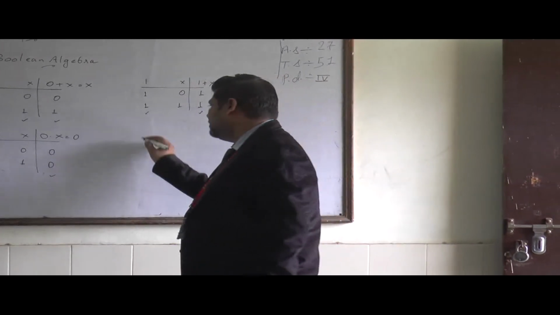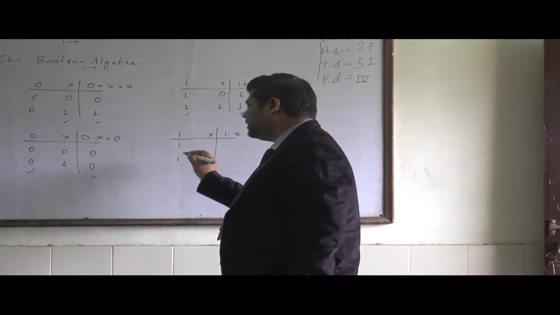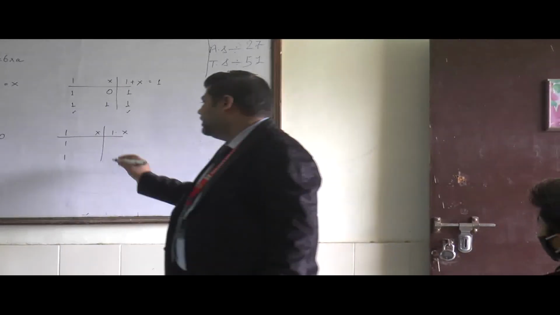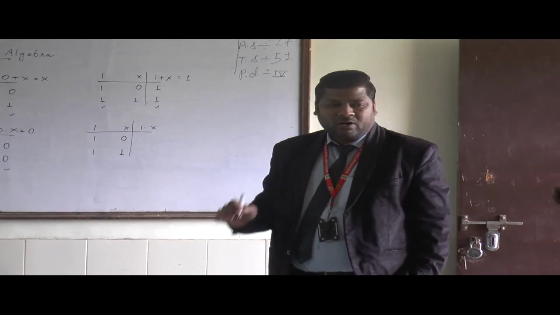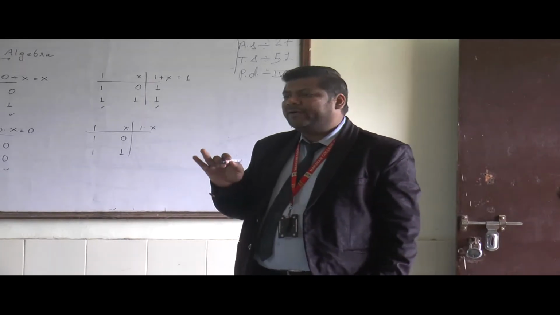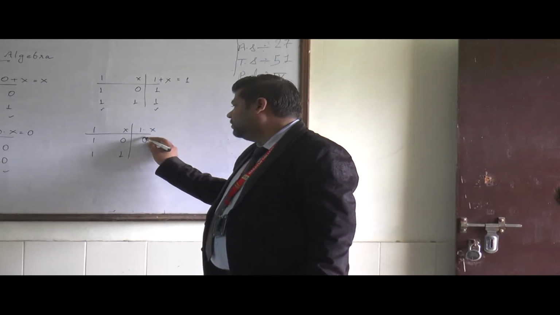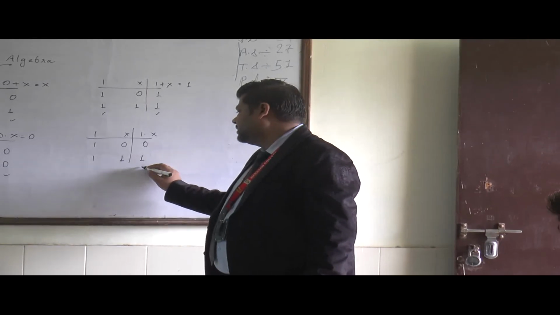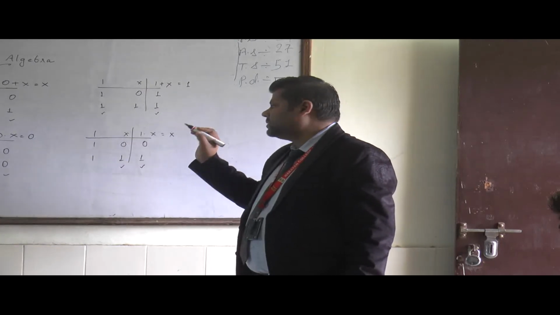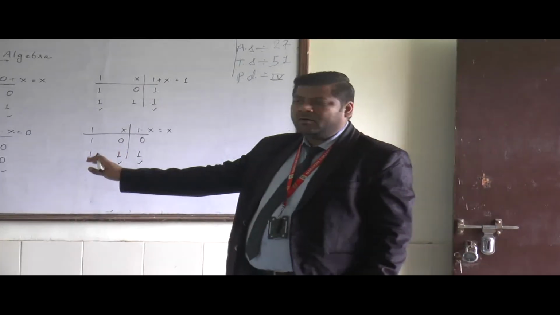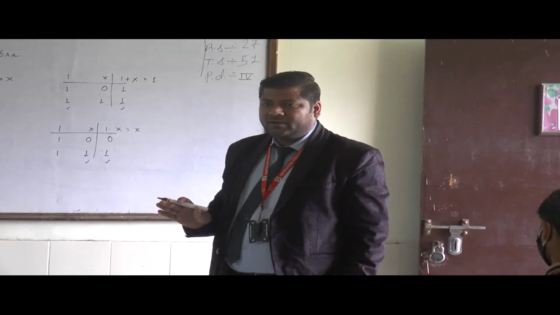The fourth one, 1 dot x. 1 is constant, therefore its value always remains 1. And what about x? 0 and 1. Now, dot represents which gate? AND gate, or AND operation. So 1 AND 0 is 0, 1 AND 1 is 1. So is this column matching with this column? So we can say that 1 dot x equal to x. So all these laws are proved here by using a truth table. Fine. Understood?